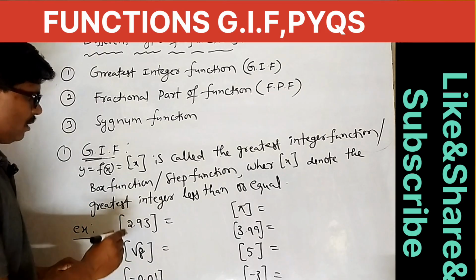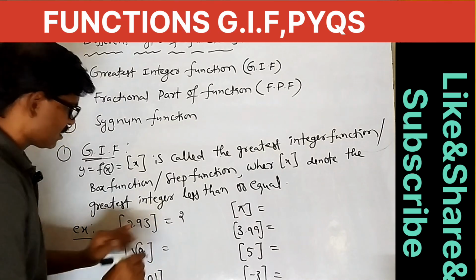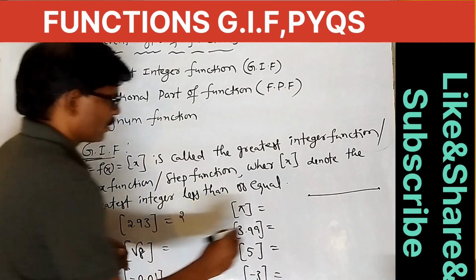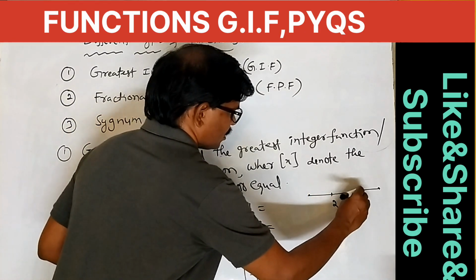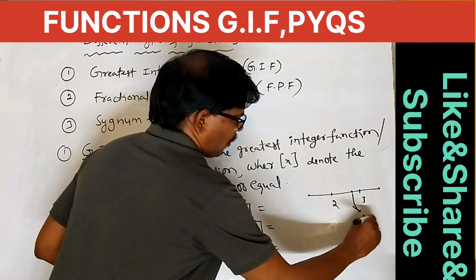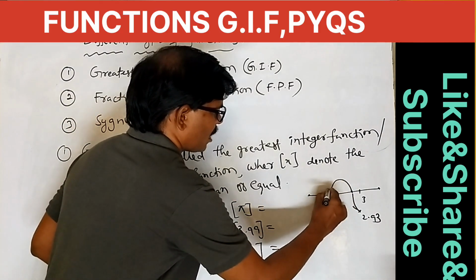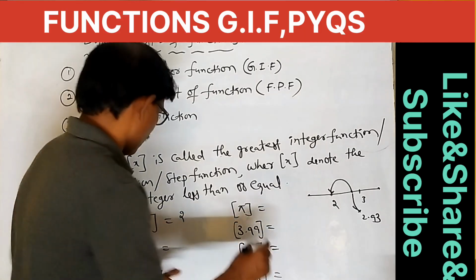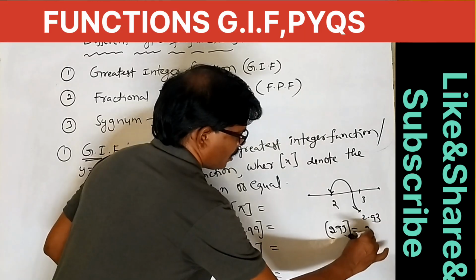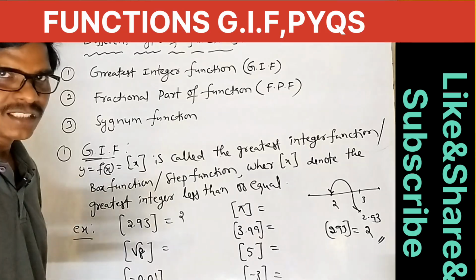Okay, 2.93. What is the greatest integer here? Greatest integer is equal to 2. So how to write this? Take a number line. Here is 2, and next to 2 is 3. Here is 2.93. What is the result of the greatest integer? It is the left side only. So step of 2.93 is equal to 2. This left side value is the greatest integer function.